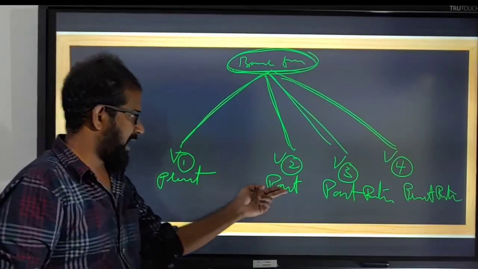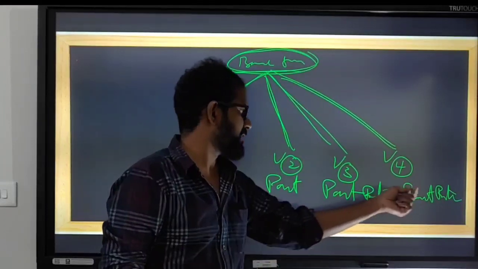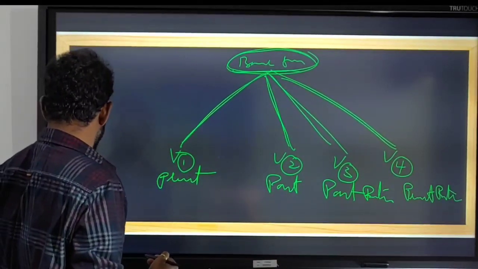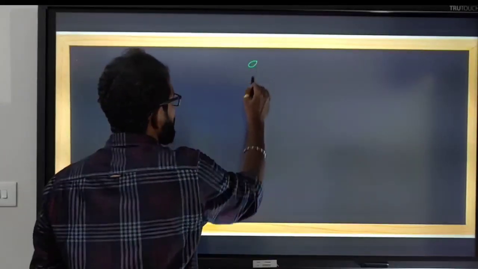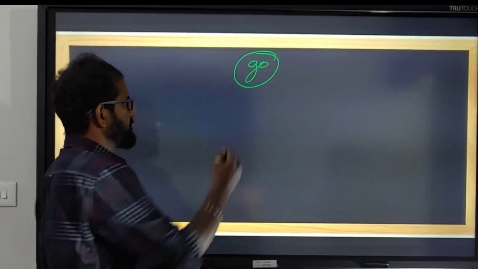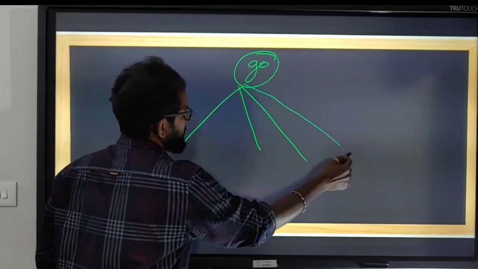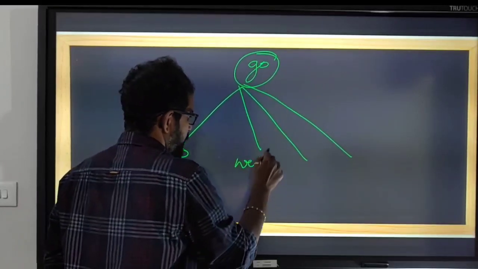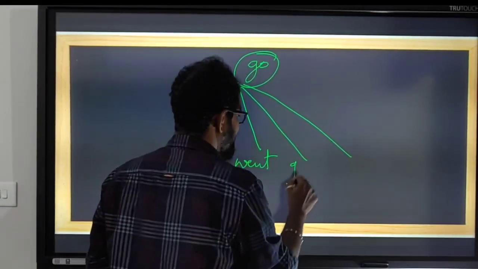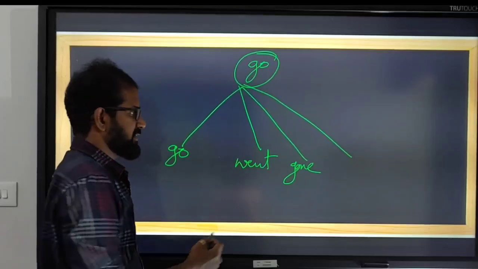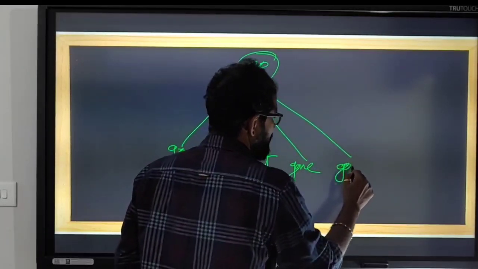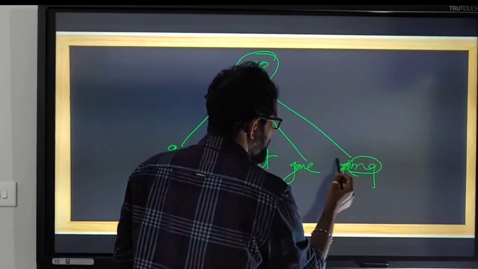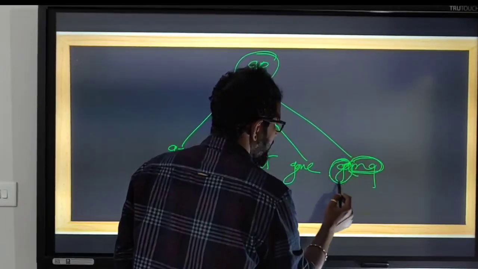The forms are present form, past form, past participle form, and present participle form. Let us take an example. Go. Go is the base form and it has 4 forms. Go, V1; went, V2; gone, V3; going, adding ing to the base form.